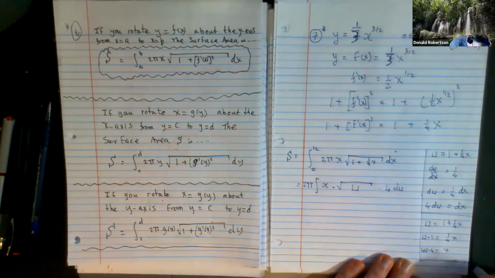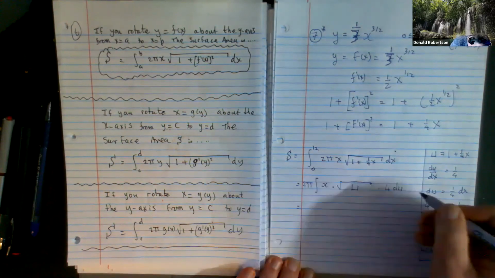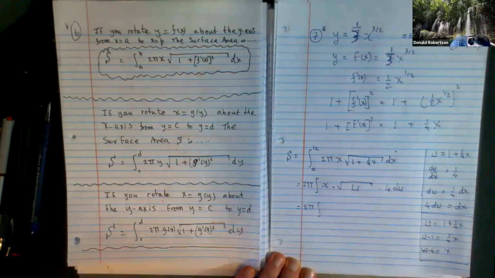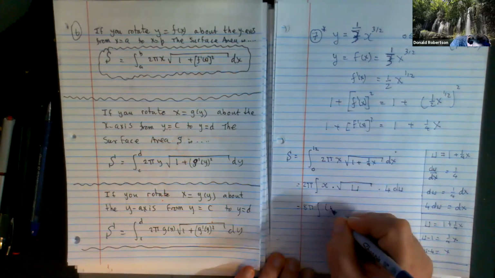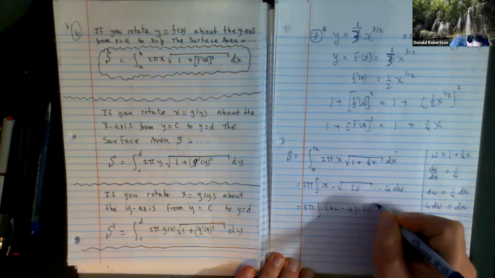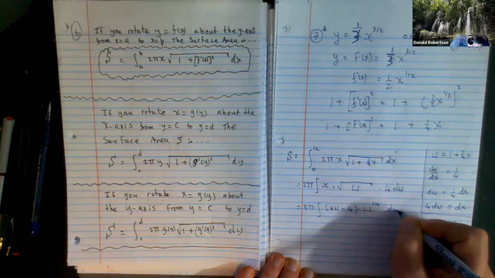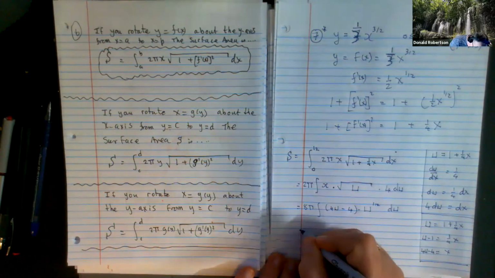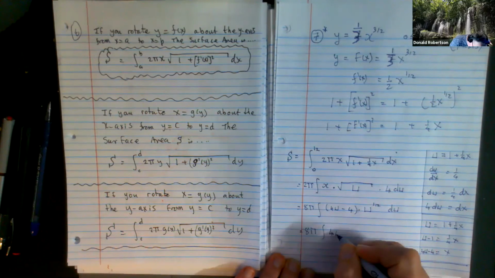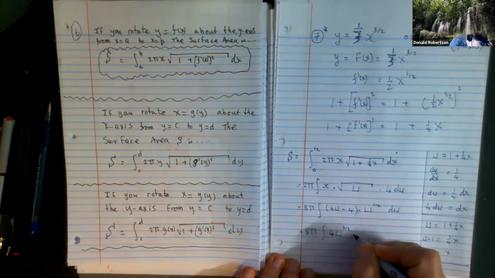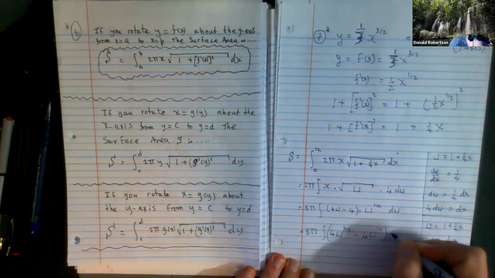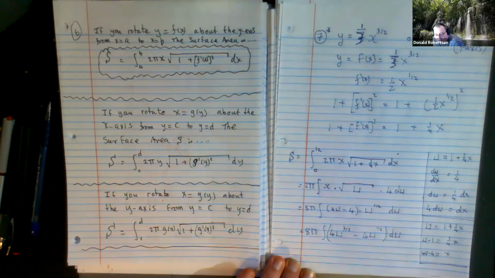That means, well, let's take care of the 4 and the 2, so that's 8 pi coming out now. That means the x is 4u take away 4. The square root of u becomes u to the half du. What I can now do is distribute the u to the half. And we're now at that point.